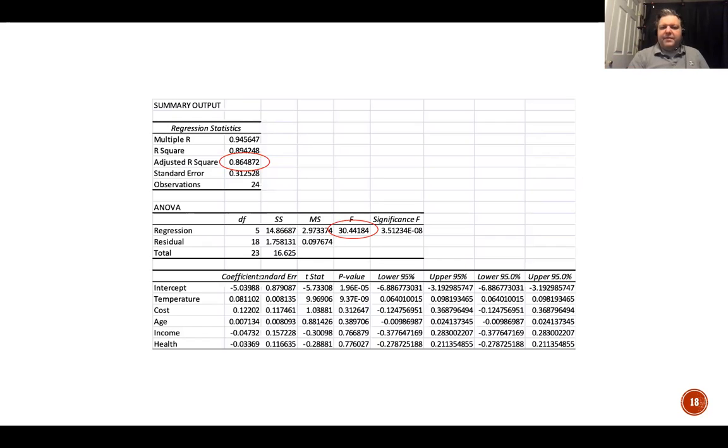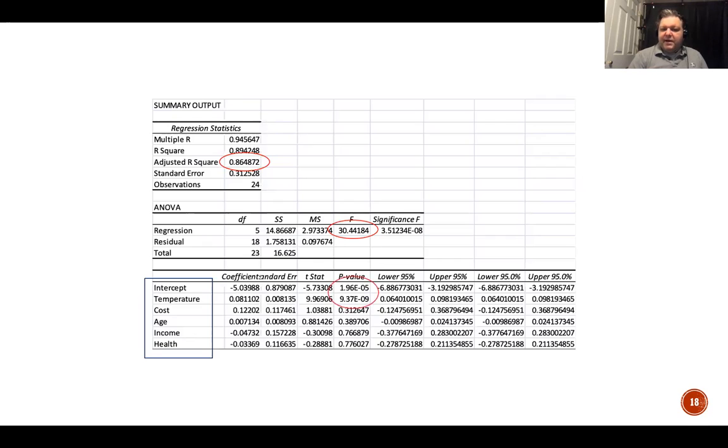Okay, third thing, let's look at the individual p-values. Here are all of our different variables on the bottom. And the first column is the coefficient. Those are those weights, those betas that we looked at before. Notice the first beta is minus 5.039. That's going to stay constant. And as we look at the p-value, you can see it's less than 0.05.